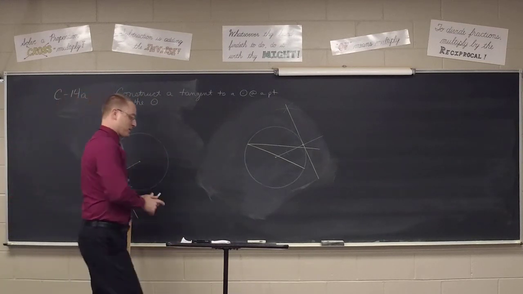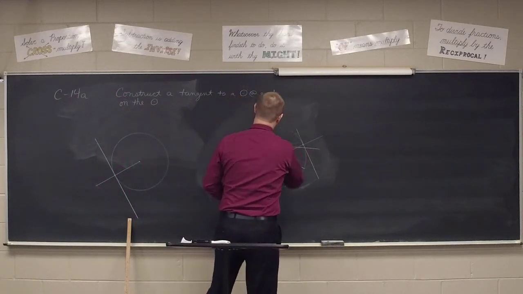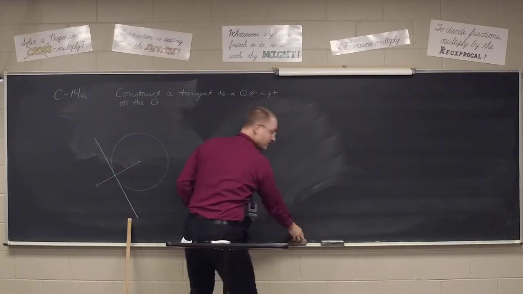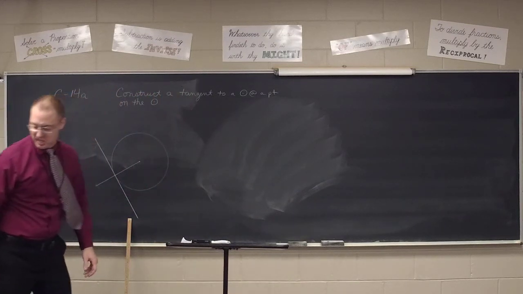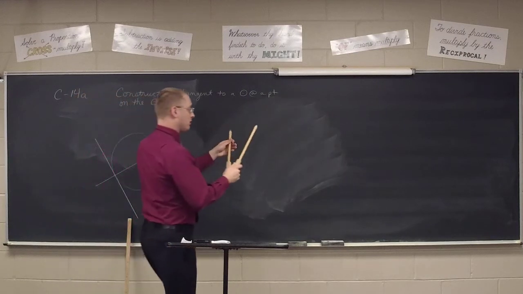On the bottom of your paper, draw another circle. I don't have any room. It's okay. You don't have to make it a huge circle necessarily. Maybe open your compass maybe about an inch or so.